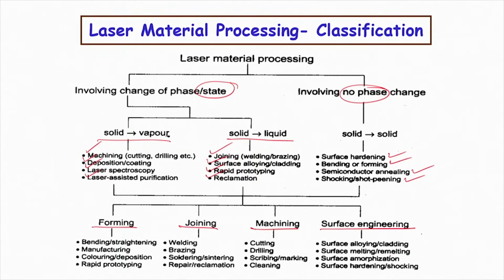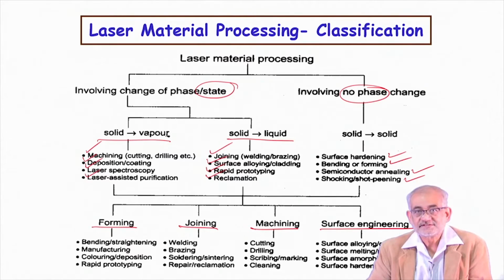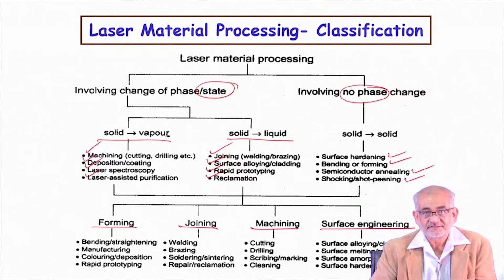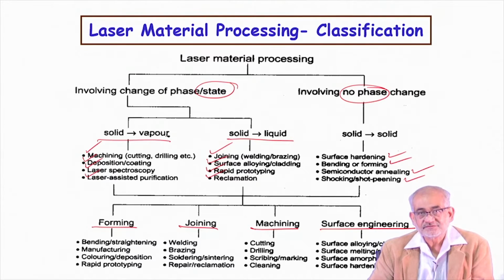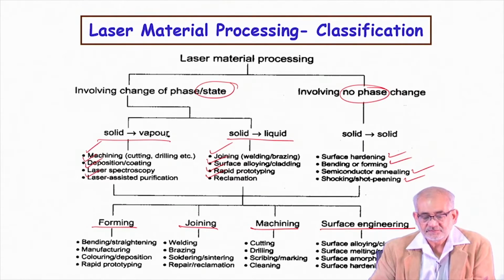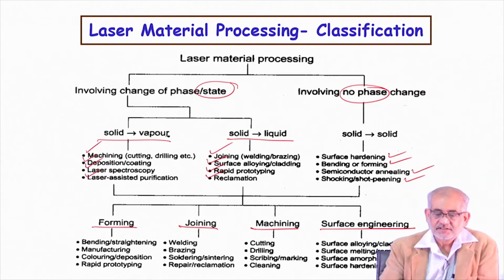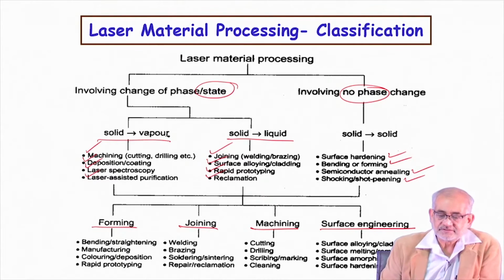So all these possibilities are not exhaustive, these are just representative. One can come up with other ideas, other possibilities, and that is certainly possible. These are not the ultimate, the final. So whatever various forms of changes one can bring in by way of heating, leading to either just heating in the solid state or melting or vaporization, can all come under laser material processing.